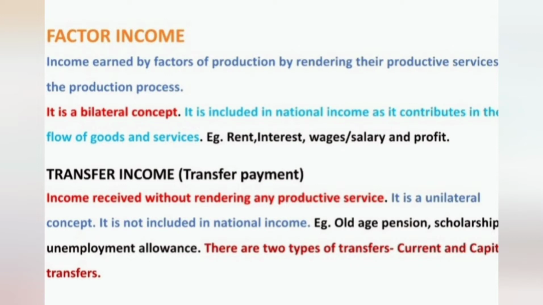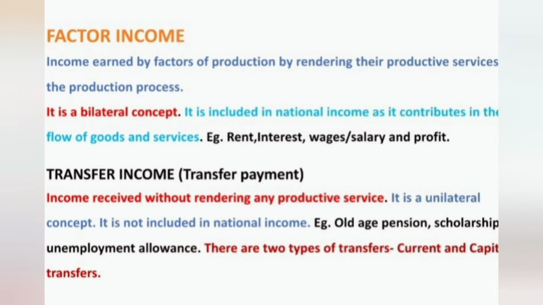What is factor income? It is the income earned by the factors of production by rendering their production services to the production process. Which are the factors of production? Land, labor, capital and entrepreneurship. This we have seen in detail earlier. It is a bilateral concept and the factor income is rent, interest, wages and profit.